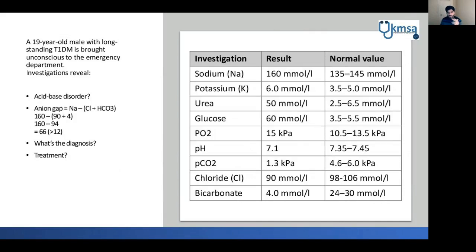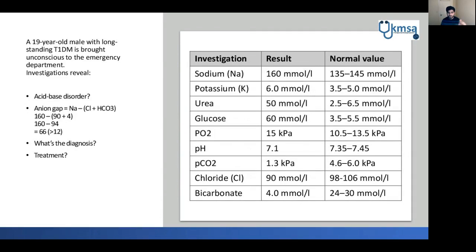So first of all, can you guys work out what the acid-base disorder is here? So remember, the first thing is to look at the pH. So it's 7.1, so I know it's acidotic, and I know that this can only be driven by too much CO2 or too little bicarb. So the CO2 is low, so it can't be that, as the bicarb is low in the boots. So it's definitely a metabolic acidosis. Is there respiratory compensation?